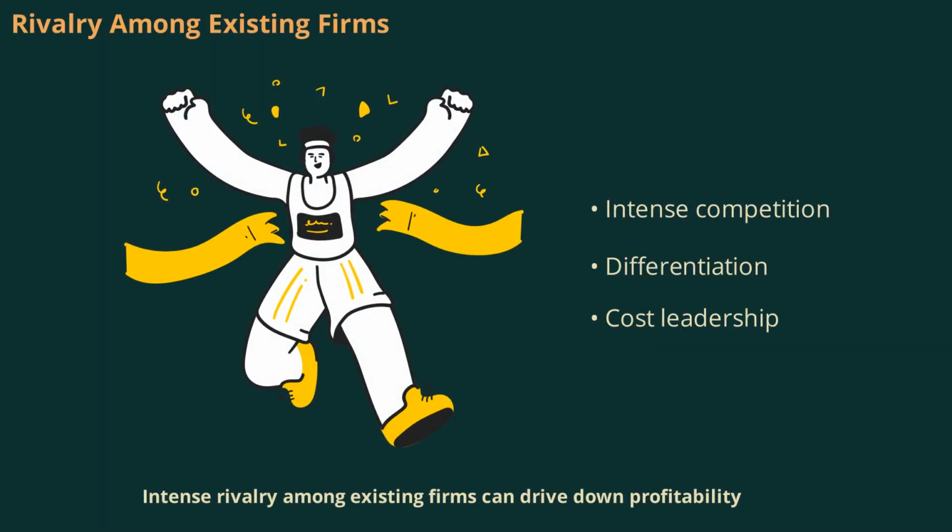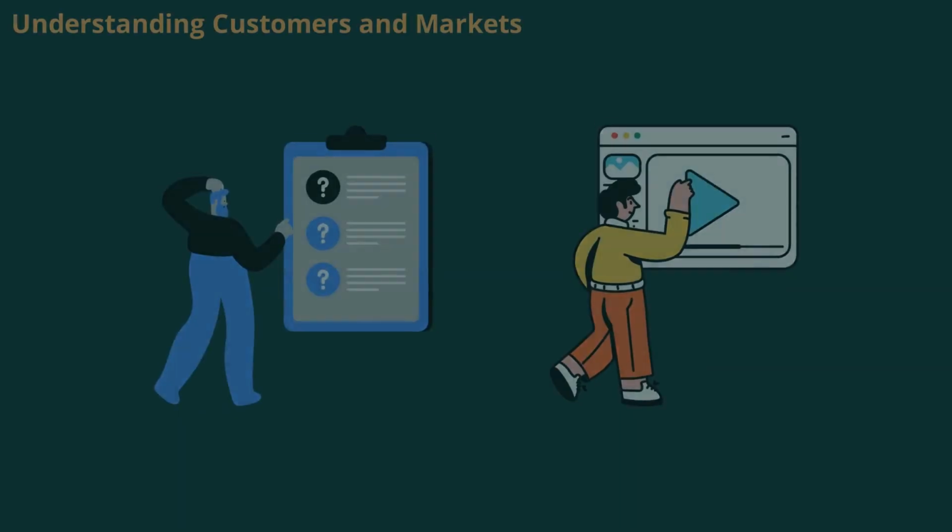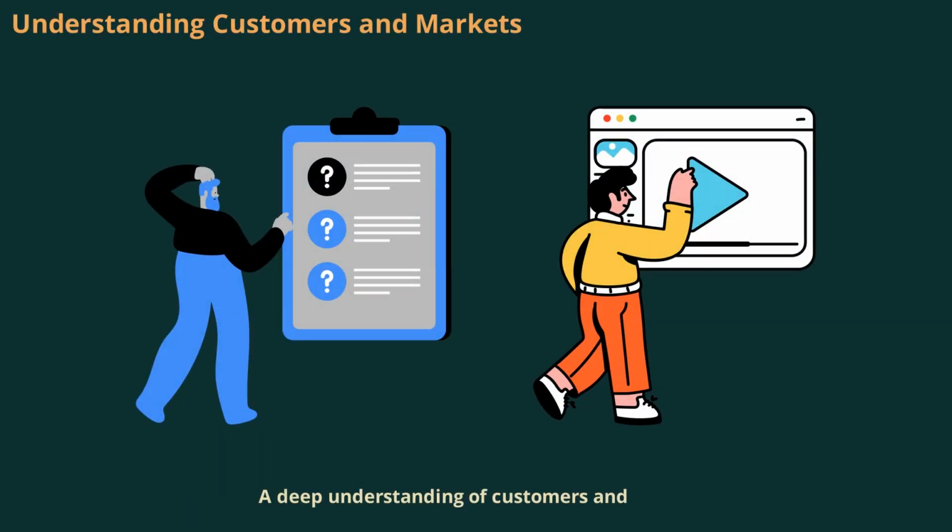Intense rivalry among existing firms can drive down profitability, especially when products are similar, fixed costs are high, or exit barriers are significant. Companies must differentiate themselves or achieve cost leadership to thrive in a highly competitive industry. Deep understanding of customers and market segments is essential for strategic success. Not all segments are equally attractive or profitable, so organizations use segmentation analysis to identify where to focus their efforts and resources for maximum impact.